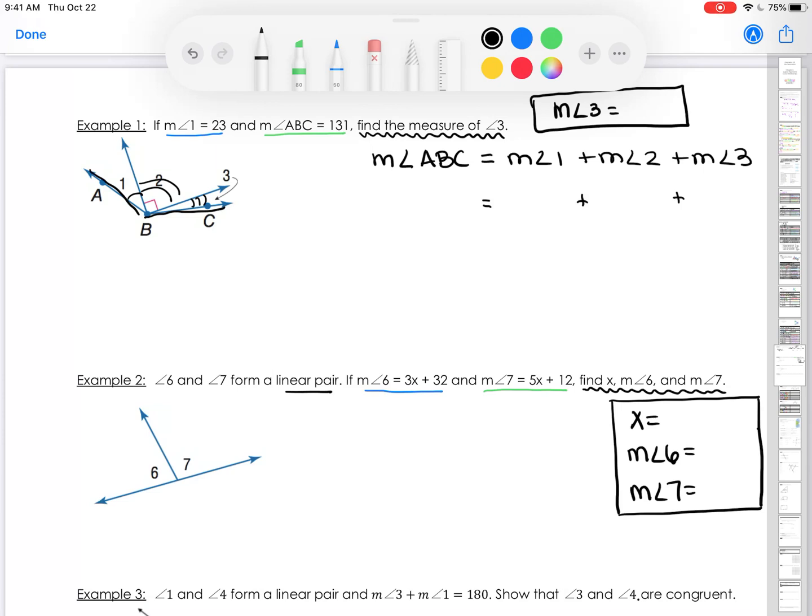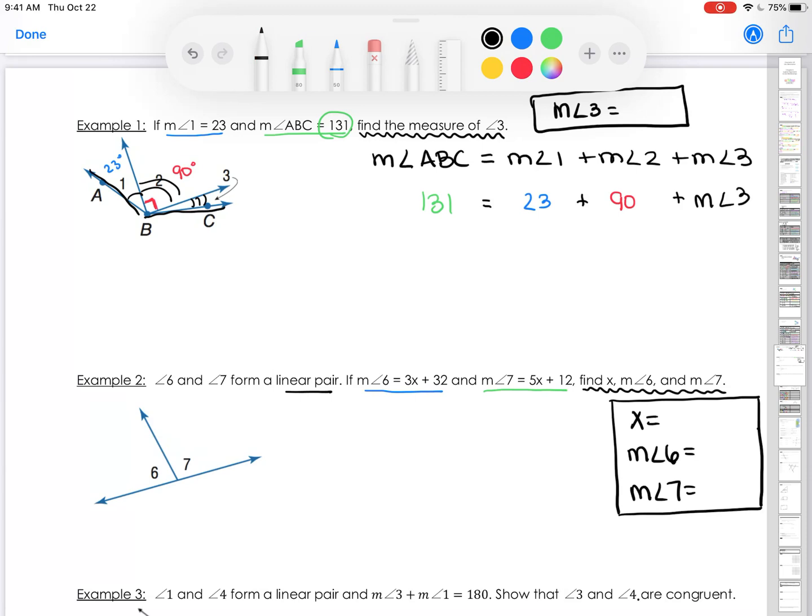And I know some information about these angles. I know that angle ABC is 131 degrees. That's what it says in the given. Okay, the whole thing is 131. I'm also told that angle 1 is 23 degrees, so that would be this angle right here. But I also know something about angle 2. I see this little box, and this little box means that it is a right angle, so it is 90 degrees. What I don't know and what I'm asked to find is the measure of angle 3.